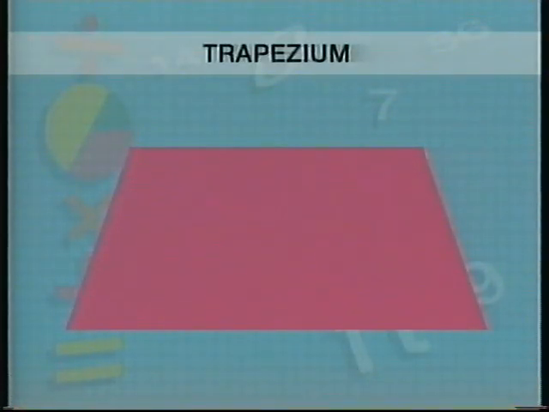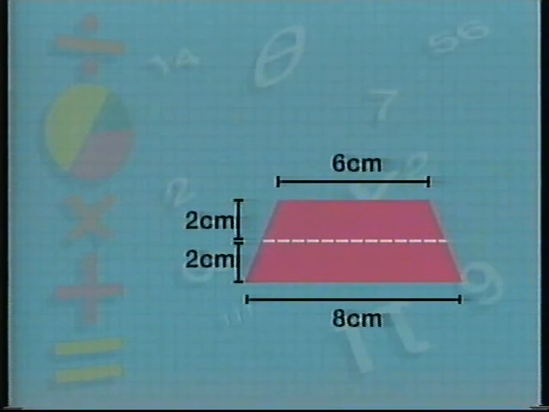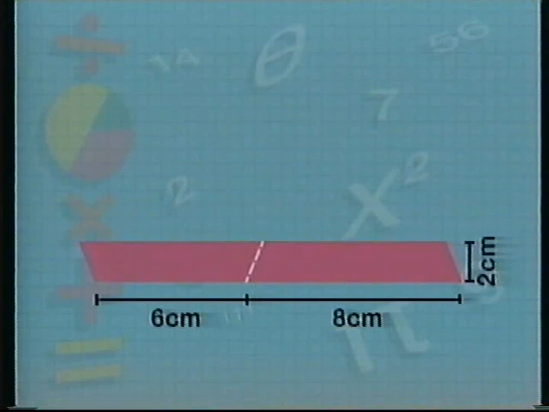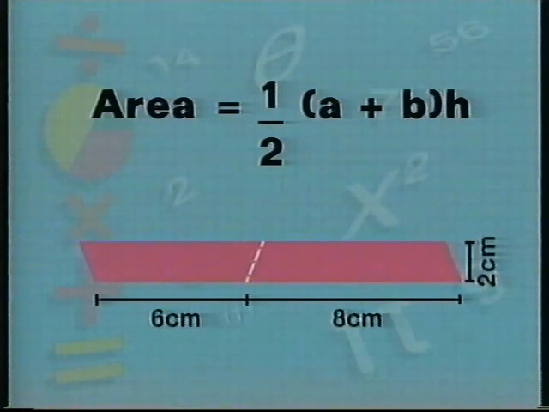Now, a shape like this is called a trapezium. The area can be calculated by changing the shape again. If we slice it in half, halfway up, then turn this bit over, the trapezium becomes a parallelogram. So the area of the trapezium equals a half multiplied by (a plus b) multiplied by h.